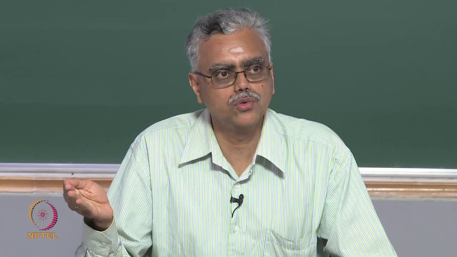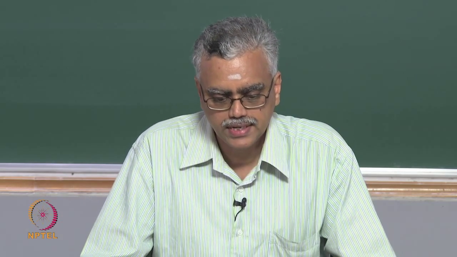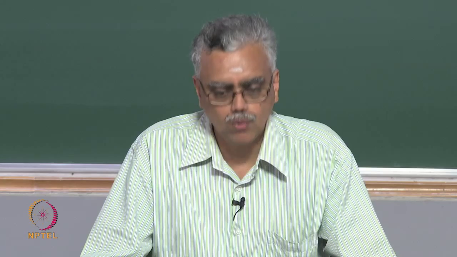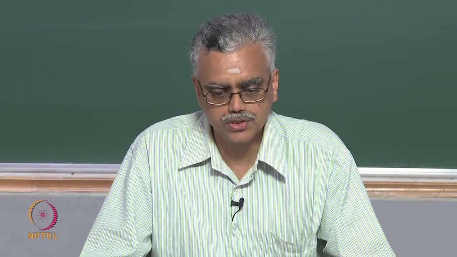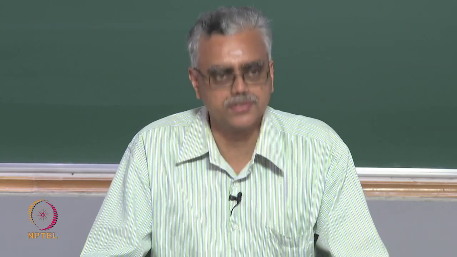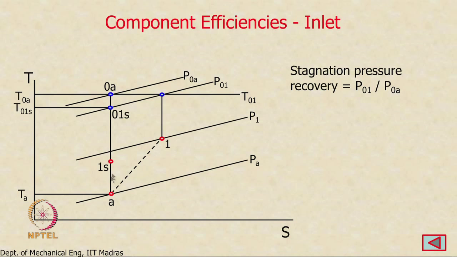Now, in order to quantify this, we are proposing a metric which states the following: had the compression process been isentropic, what would the stagnation temperature be at the end of such a compression process while the stagnation pressure is equal to P01? 1s is the static state at the end of such an isentropic compression process. It is not equal to P1.